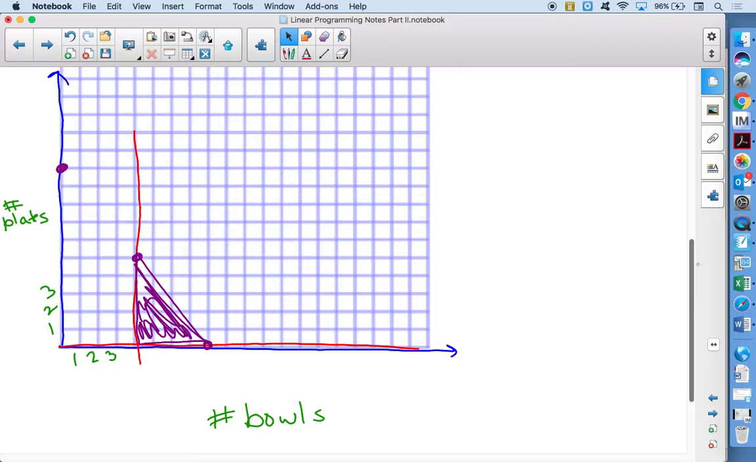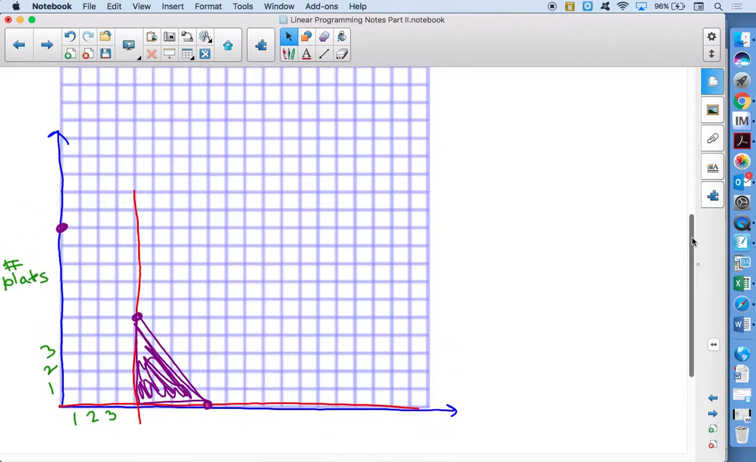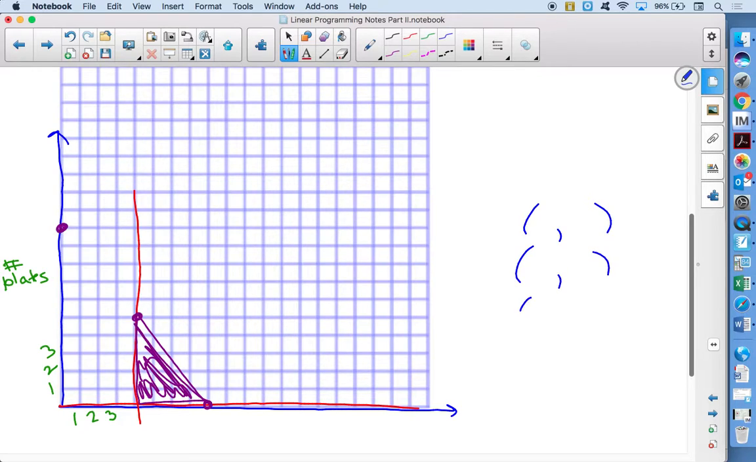So after you have your graph drawn, list the 3 vertices. Does anyone have the 3 vertices? What do you have, Dylan? 4, 0, 4, 5, and 8, 0. Good.